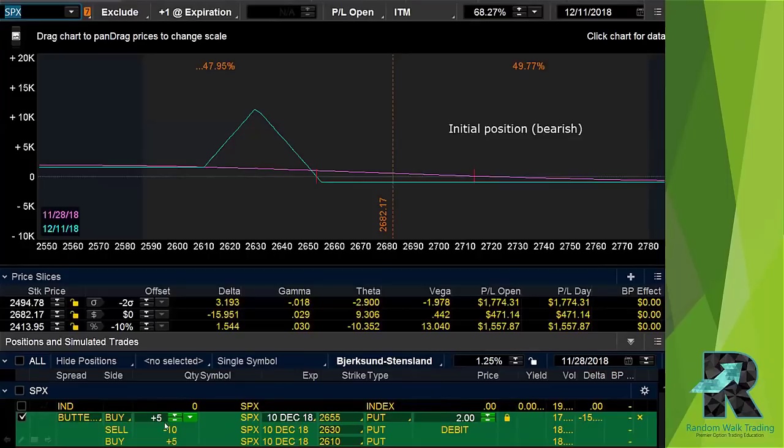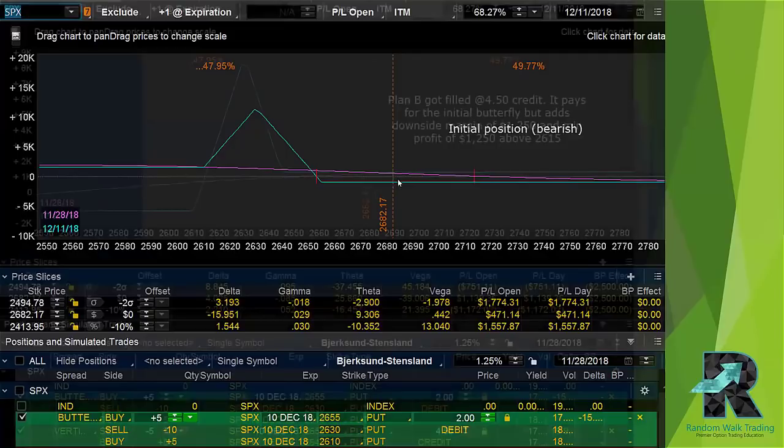Doing 5 contracts. So from a risk standpoint, that's $1,000 I'm putting at risk here. So if we sit here, I could lose $1,000. Obviously, we want to get something a little bit further downstream and get, hopefully at expiration, something inside the butterfly, and life will be good. So that was the initial trade that we put on.